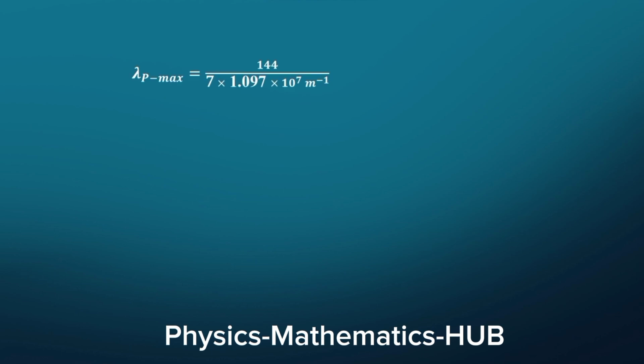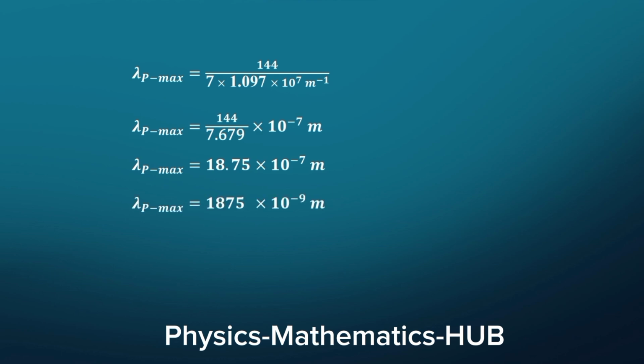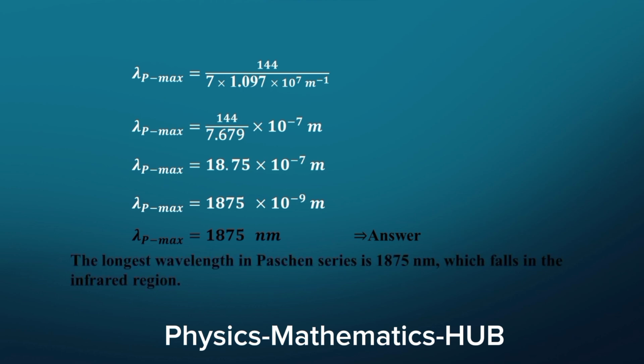Further simplification gives lambda P maximum is equal to 144 divided by 7 multiplied by 1.097 multiplied by 10 to the power 7 per meter. Finally, we get 1875 multiplied by 10 to the power minus 9 meters, so lambda P maximum is equal to 1875 nanometers, which is the longest wavelength in Paschen series, and this wavelength falls in the infrared region of the hydrogen spectrum.